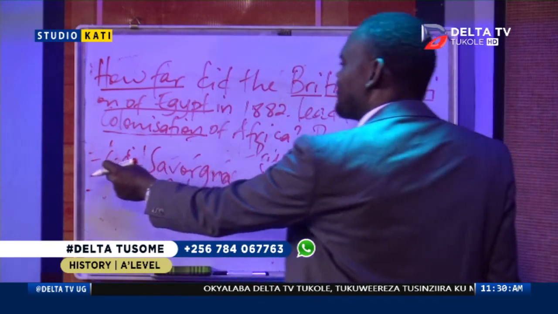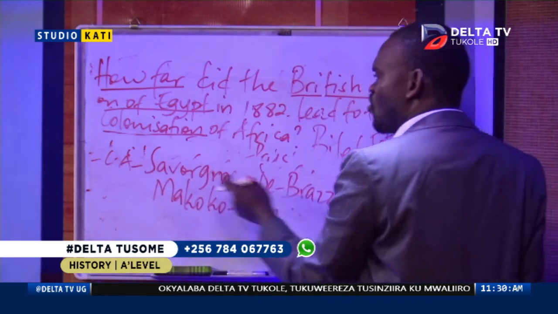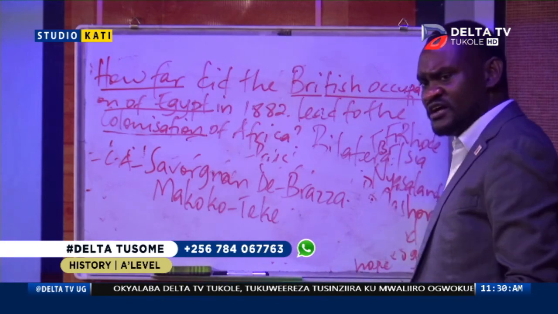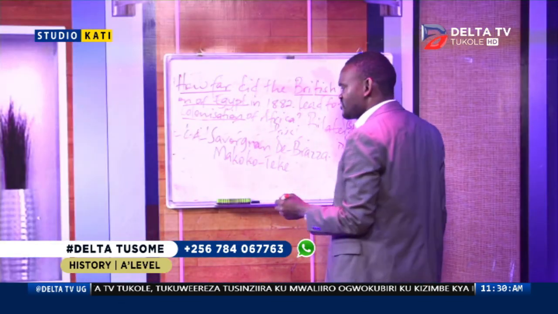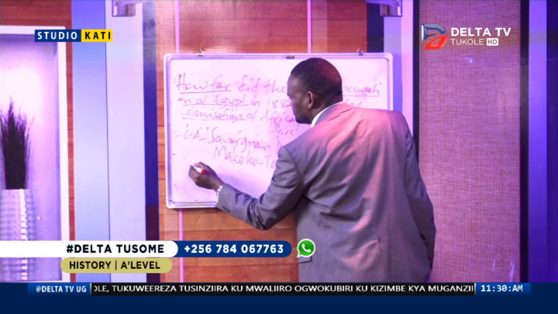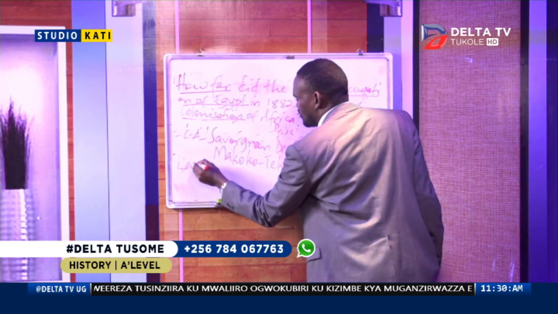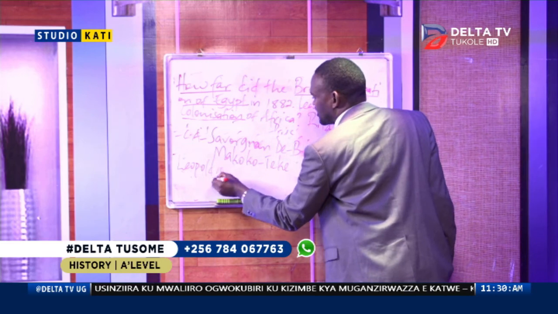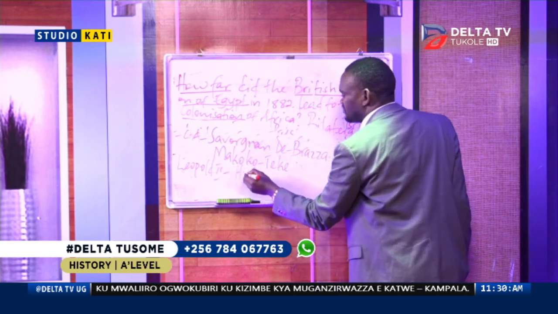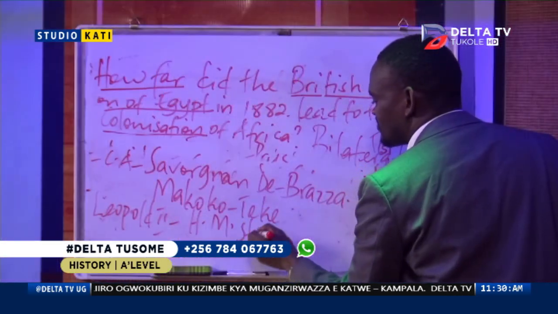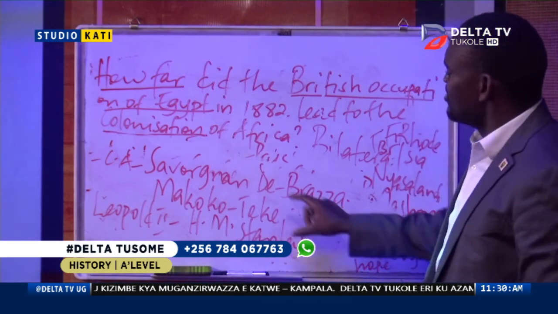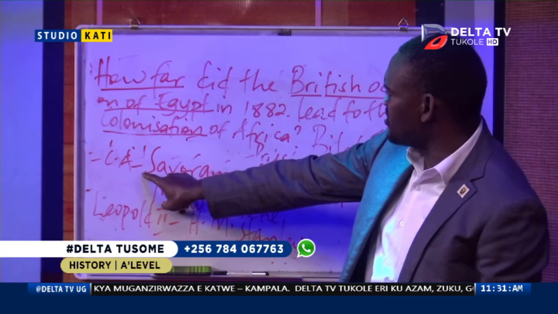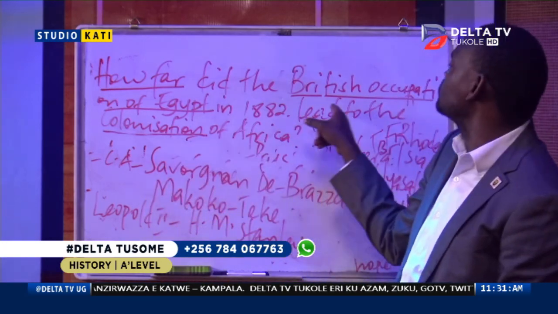Now, as the French were advancing into Congo or Central Africa, Leopold also developed interest in the same area. And Leopold the Second sent H.M. Stanley to also sign treaties with the local chiefs in the same area. So you can see the controversy being created by the French as a result of being pushed out of Egypt.